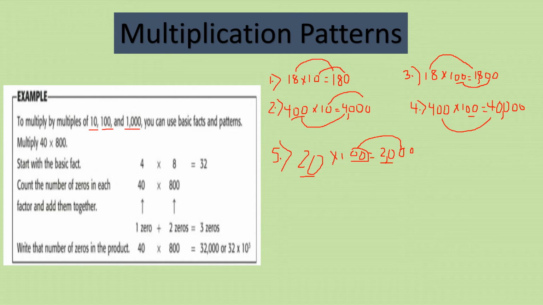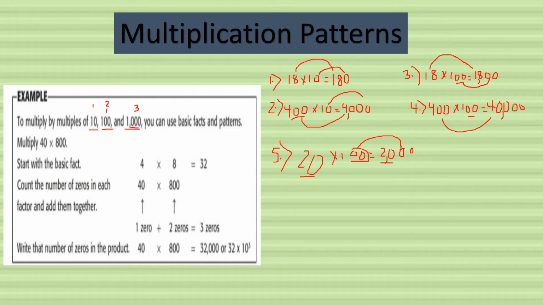So whenever you're multiplying by multiples of 10, if you're multiplying by 10, you're going to add a 0 to the number you're multiplying. If you're multiplying by 100, you're going to add two zeros to the number you're multiplying. If you're multiplying by 1,000, then you add three zeros to the number you're multiplying.